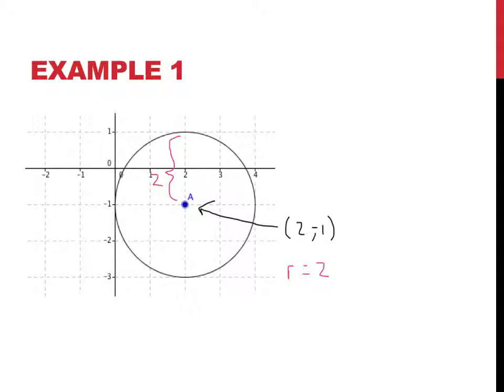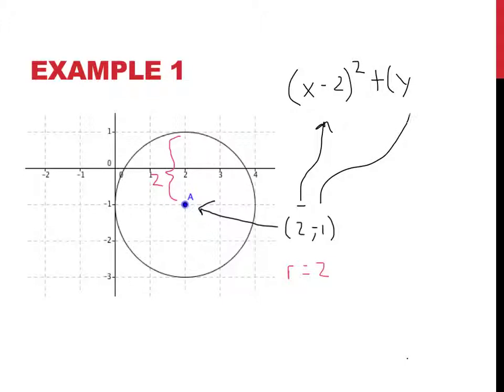Now, to write the equation of the circle, we write that x minus 2 quantity squared plus y minus -1 squared is equal to 2 squared, or the radius squared. Now we can simplify this equation because we have a minus a -1. Subtracting a -1 is really the same as adding 1. So our equation is the quantity x minus 2 squared plus the quantity y plus 1 squared is equal to 2 squared.